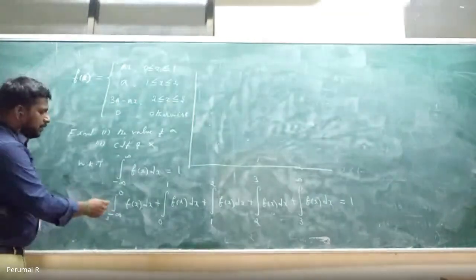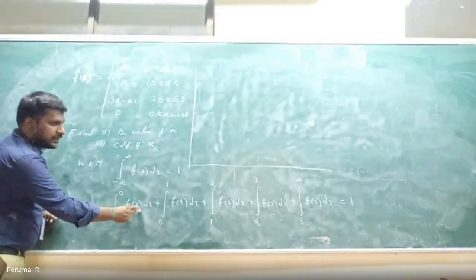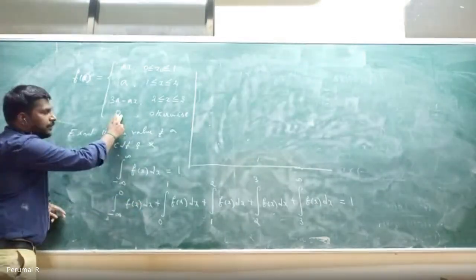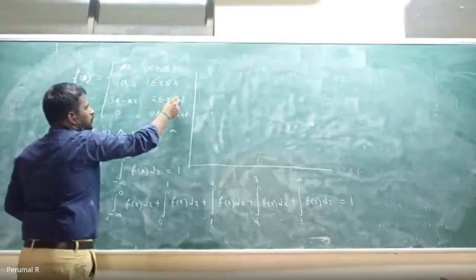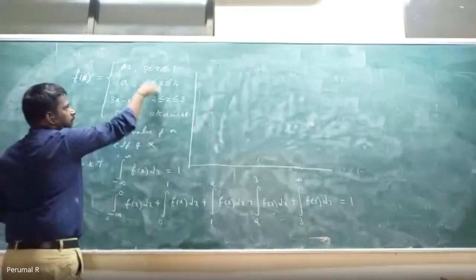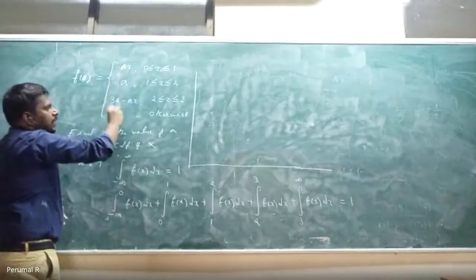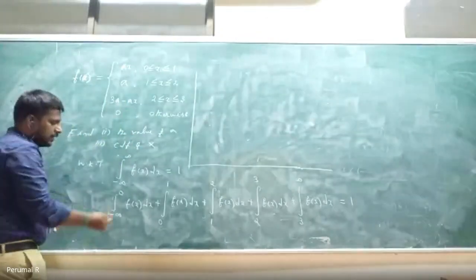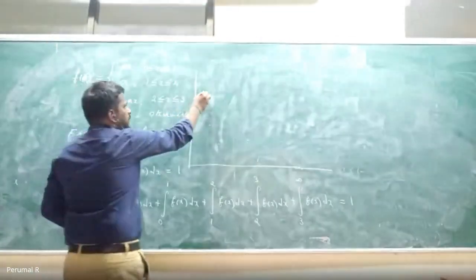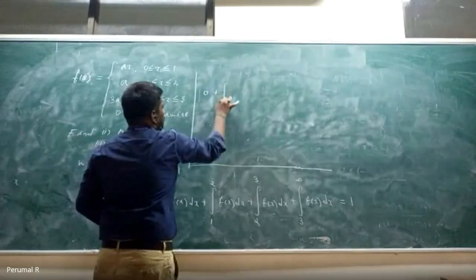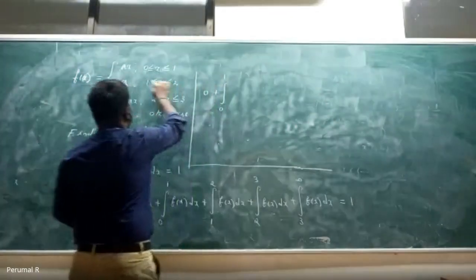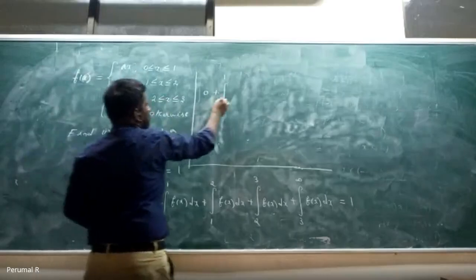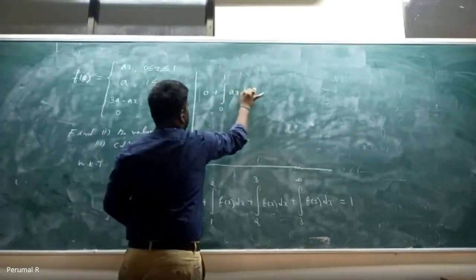So minus infinity to 0, your function value, nothing is defined here. So only 0 to 1, 1 to 2, 2 to 3 are defined. In these intervals your function value is defined. Other intervals should be 0. Therefore your first case is 0. Your second case, 0 to 1, your function value becomes ax, a into x dx.